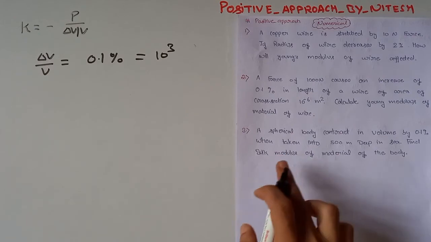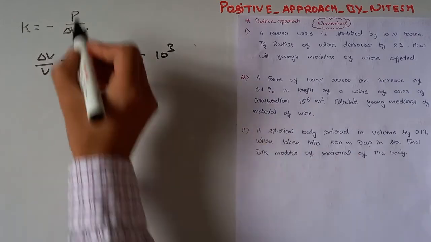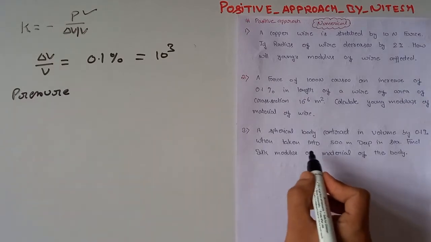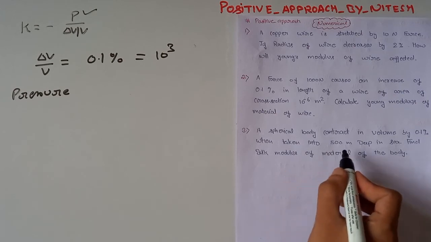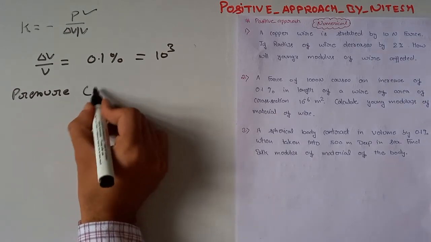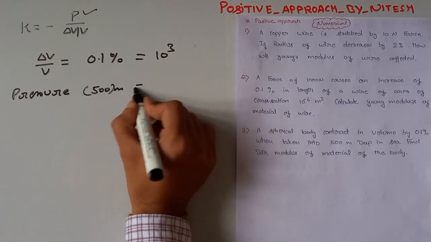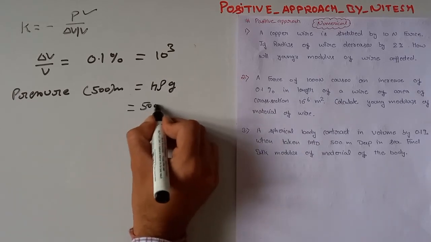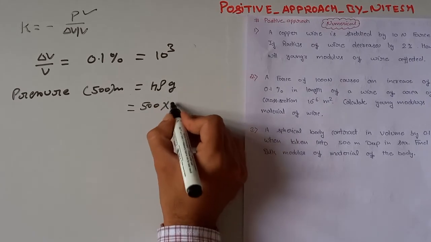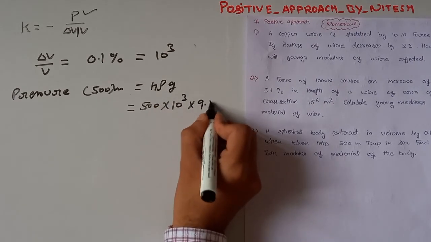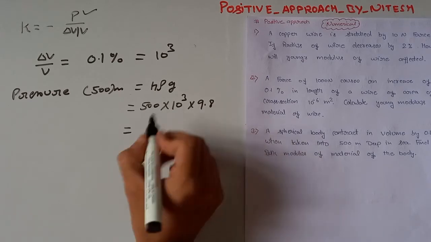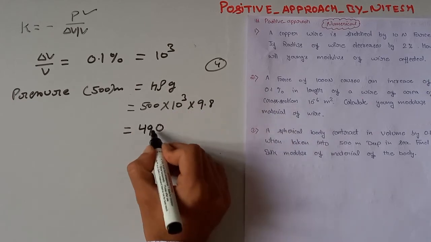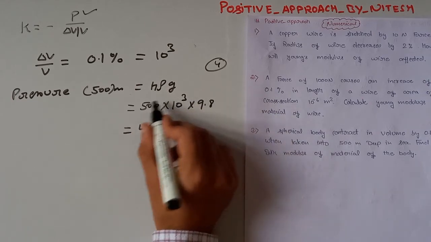Now when taken 500 meter deep, we have to calculate the pressure. When it is taken 500 meter deep in the sea, its pressure is h rho g, where h is 500, rho is the density of water, that is 10 raised to power 3, and g is 9.8. Now 8 fives are 40, carry 4, 9 fives are 45 plus 4, 49. So 49 into 10 raised to power 5.